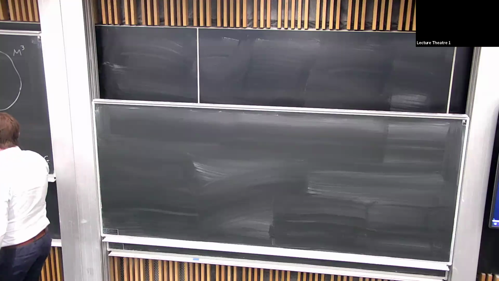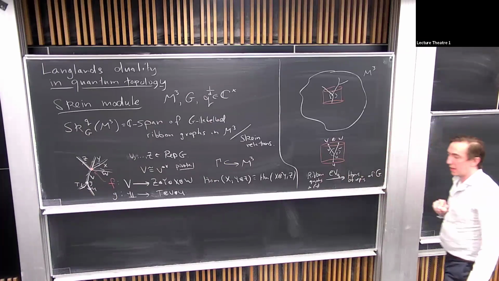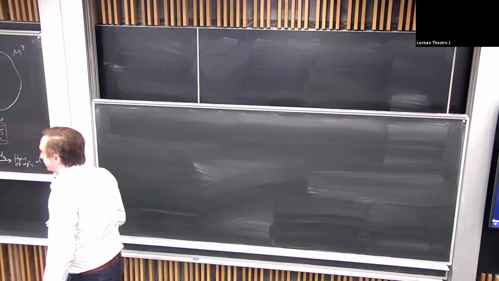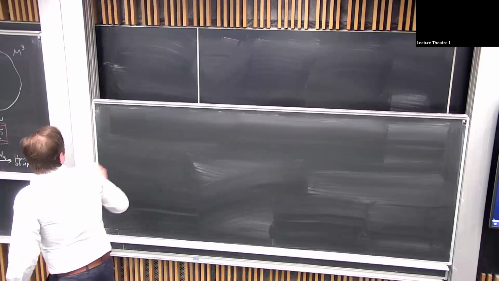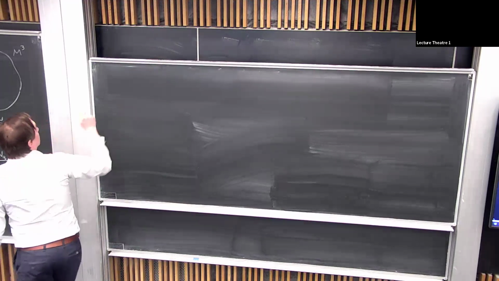But the crucial thing is that there's exactly a 1-parameter family of evaluations that I can use depending on a parameter Q. So what is this parameter Q?